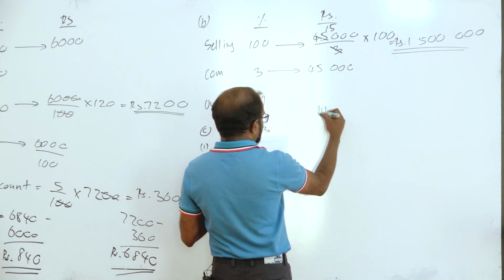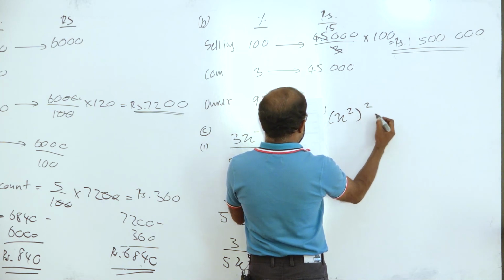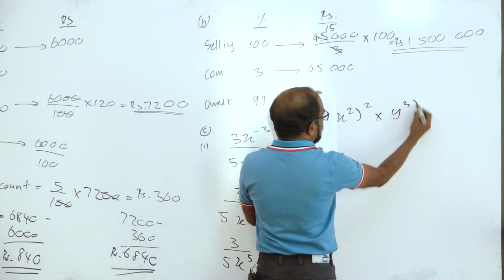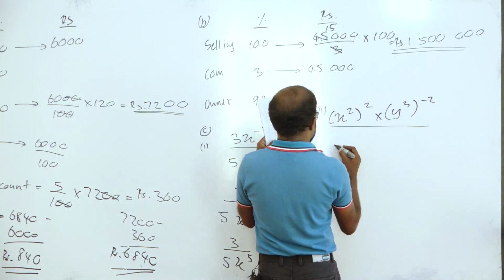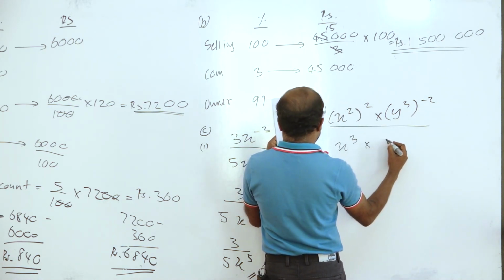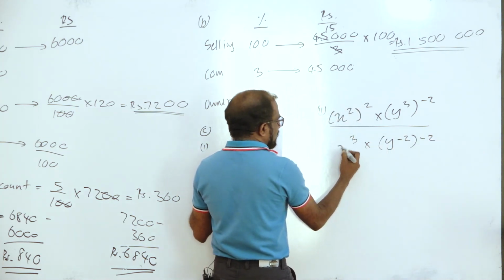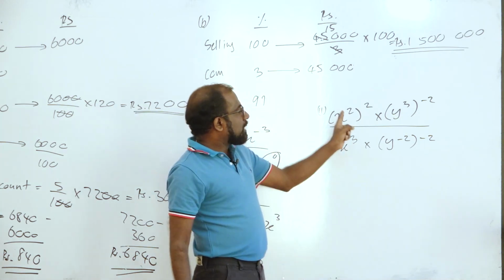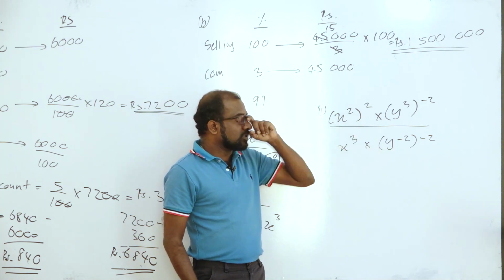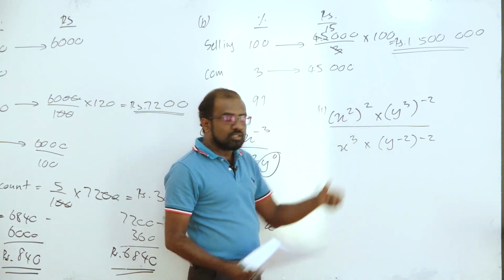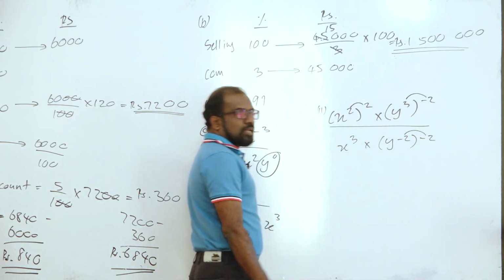Second question. x squared to the power 2, y to the power 3 to the power minus 2, over x to the power 3, y to the power minus 2 to the power minus 2. Right. What has been done here? Powers of powers are given. The fifth indices theorem, right? Power of a power. What can you do when you get a power of a power? These two powers can be multiplied.